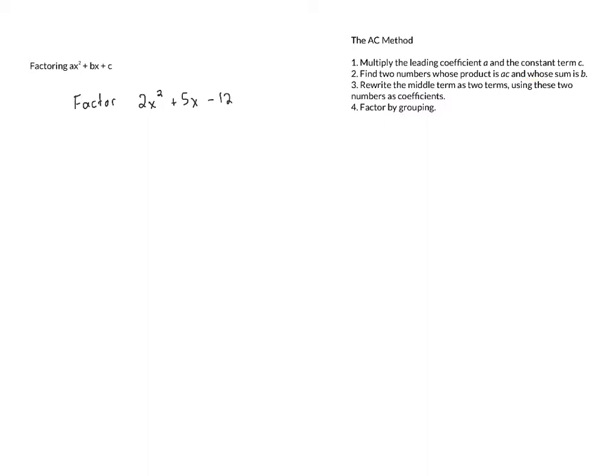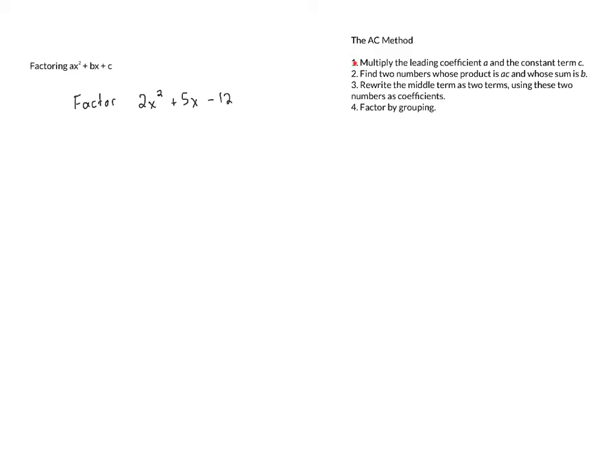sum is B. This is a game that we've played before, finding 2 numbers with a certain product and a certain sum. So this method is going to rely on a skill that we already have. However, the next step is going to be different from unfoiling. Next, we need to rewrite the middle term as 2 terms using these 2 numbers as coefficients. That sounds a little weird right now, but it's going to make sense when we go through an example. And then finally at the end, we're going to factor by grouping. Let's use these steps with this example so you can see how it works.